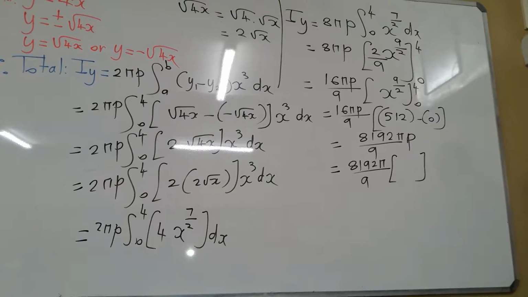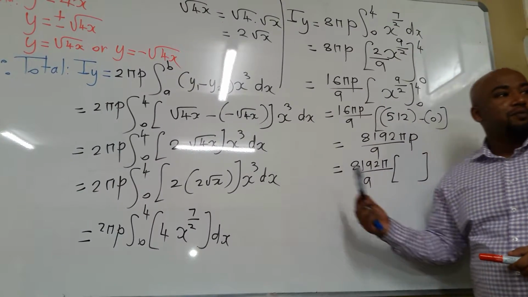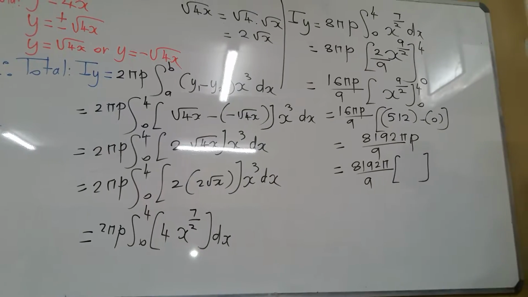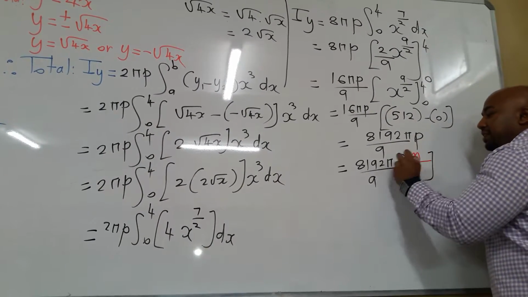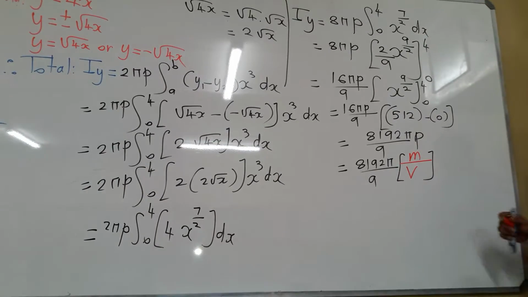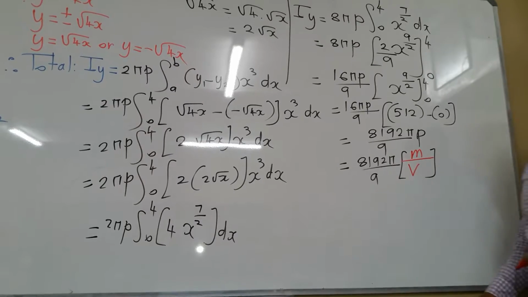But remember, this is not our final answer. We need to express the answer in terms of the mass. So P is equal to the mass divided by the volume. We need to work out the volume. Let's work out the volume quickly.